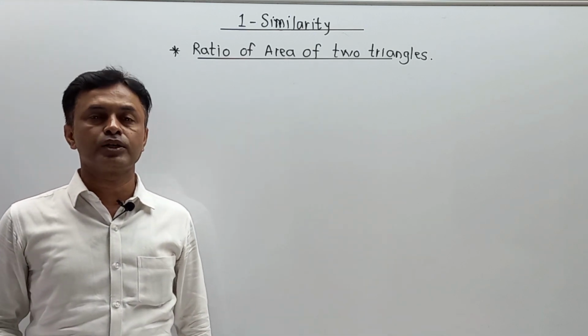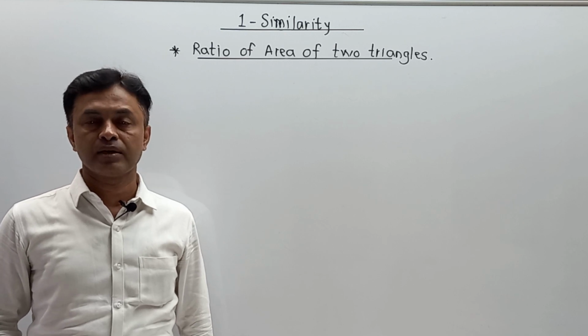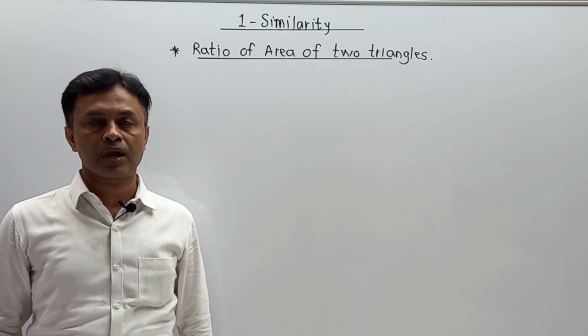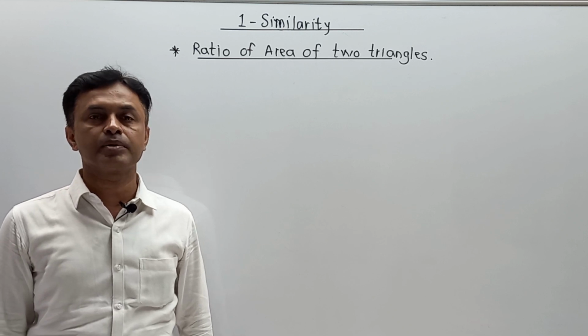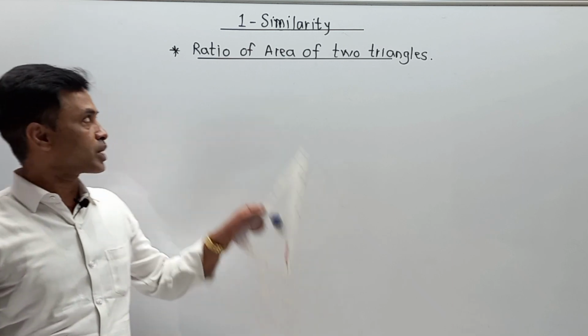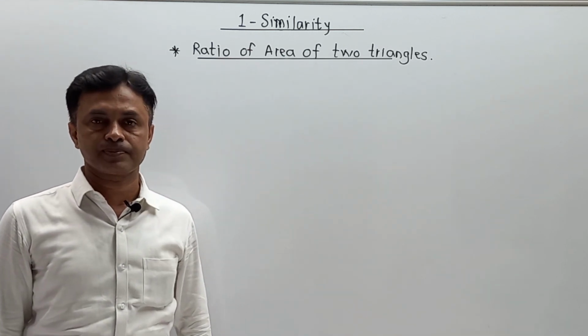It means we have to take two triangles in comparison, and with the help of these two triangles we have to compare their areas. No doubt we have a simple and fundamental formula for the area of a triangle: half into base into height. So, starting with the first concept, the ratio of areas of two similar triangles.